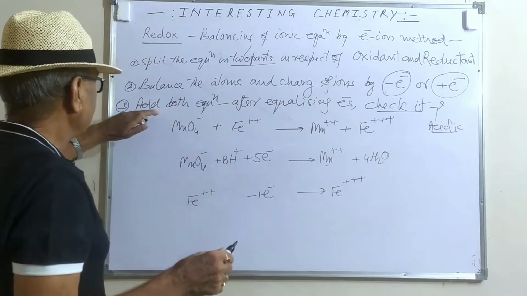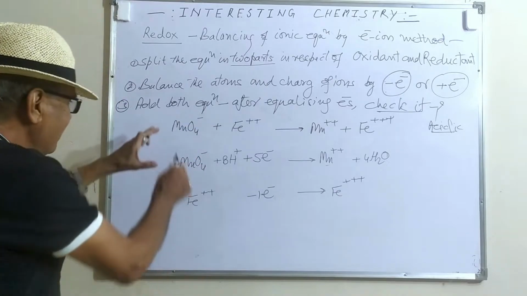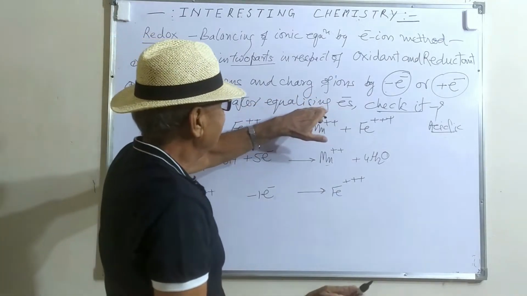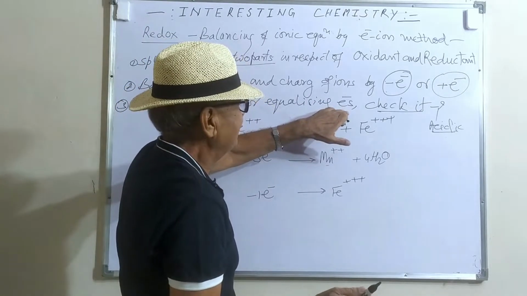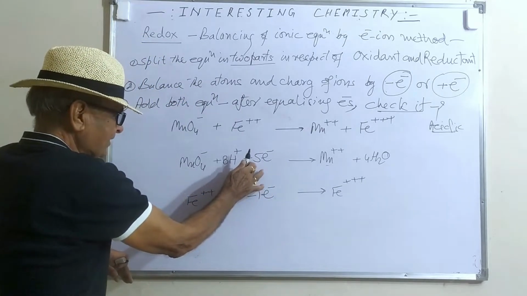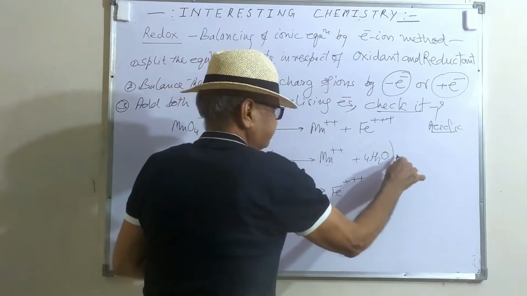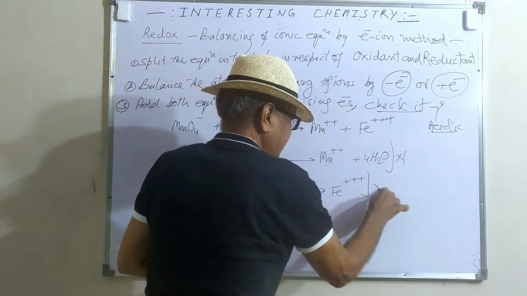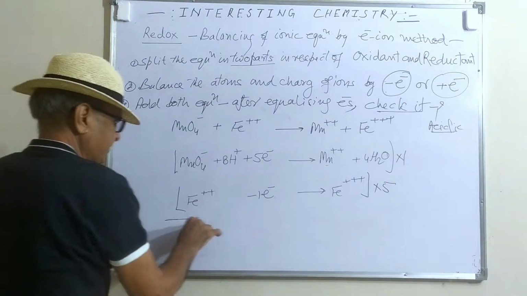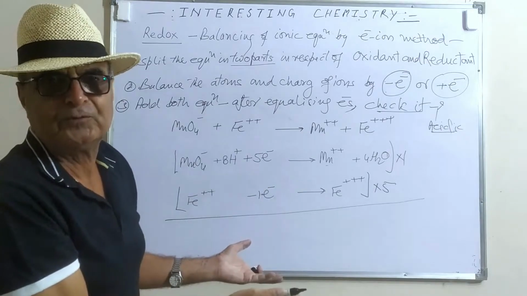Now, third point, add both the equations. We have to add both the equations after equalizing electrons. Here are 5 electrons, here is 1 electron. So multiply this equation by 1 and multiply this equation by 5 and add them. It's a practical method for you.